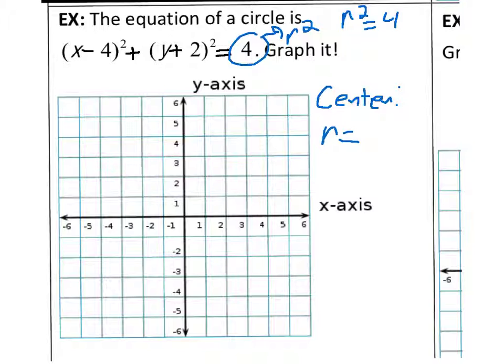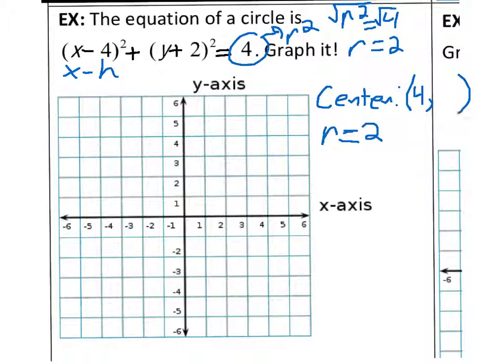If we think back to our equation, to find r, I need to take the square root of both sides. So r equals 2. Okay, so my r is 2. To find the center, I just need to take it from these two numbers. My h, remember my formula says x minus h, so h is 4. And then I just got to find k.